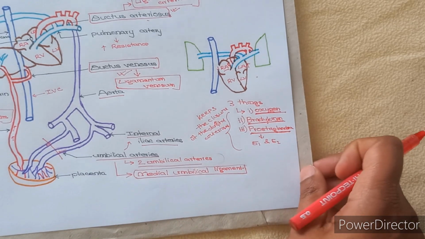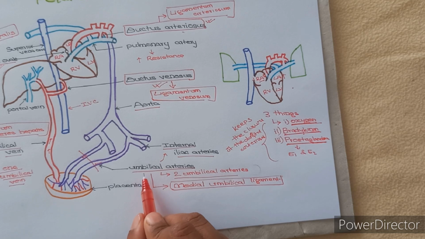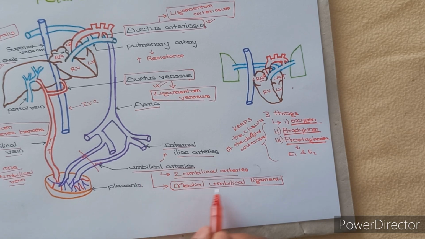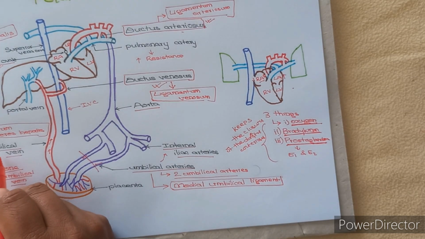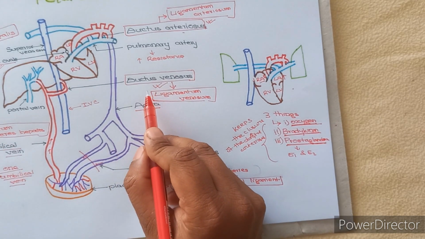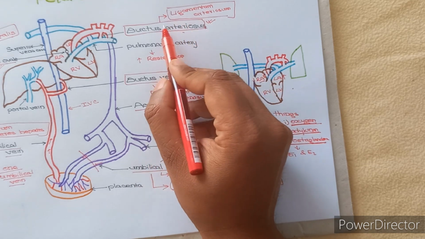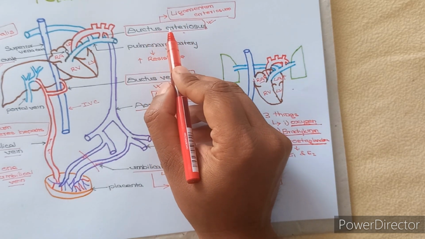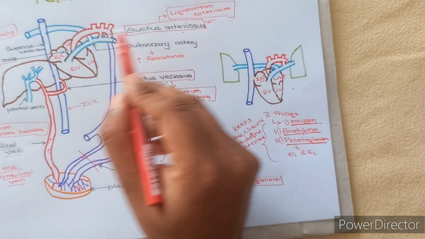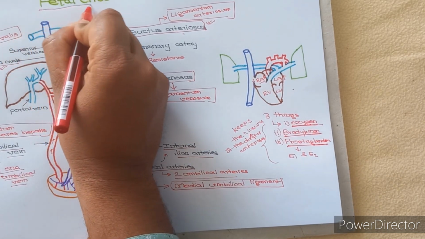Lastly, we are going to recap the postnatal derivatives. The postnatal derivative of umbilical arteries is median umbilical ligament. Similarly, the postnatal derivative of umbilical vein is ligamentum teres hepatis, and the postnatal derivative of ductus venosus is ligamentum venosum. Similarly, the postnatal derivative of ductus arteriosus is ligamentum arteriosum, and the postnatal derivative of the foramen ovale is fossa ovalis. This is what we have talked about in the fetal circulation.